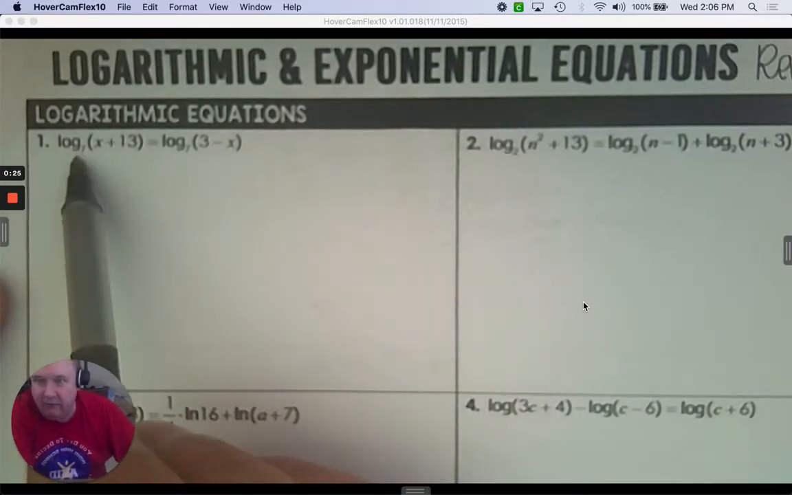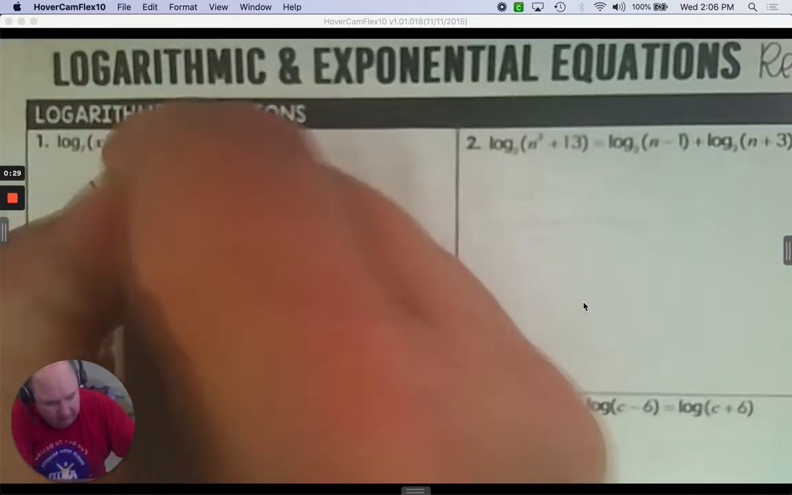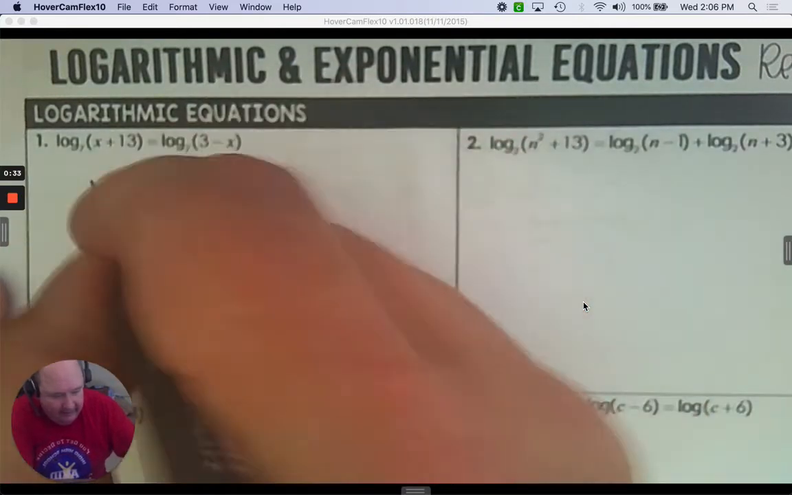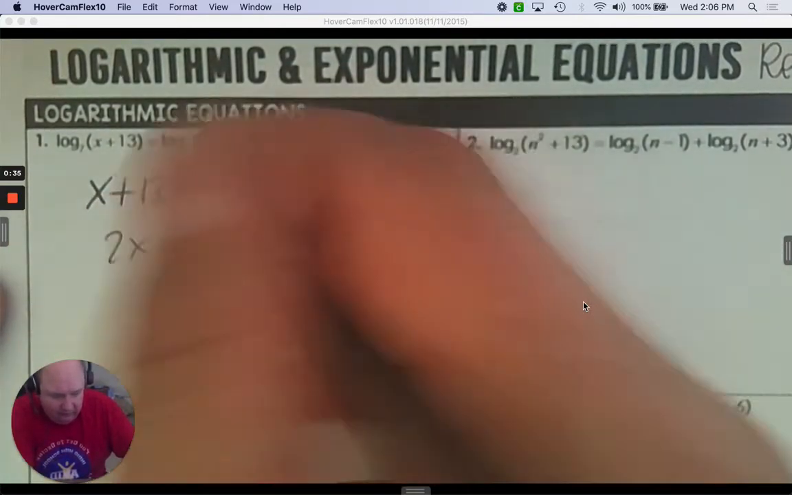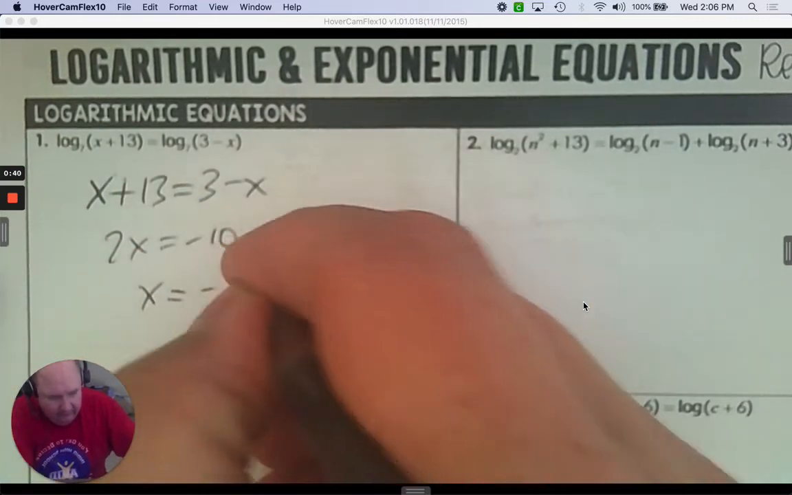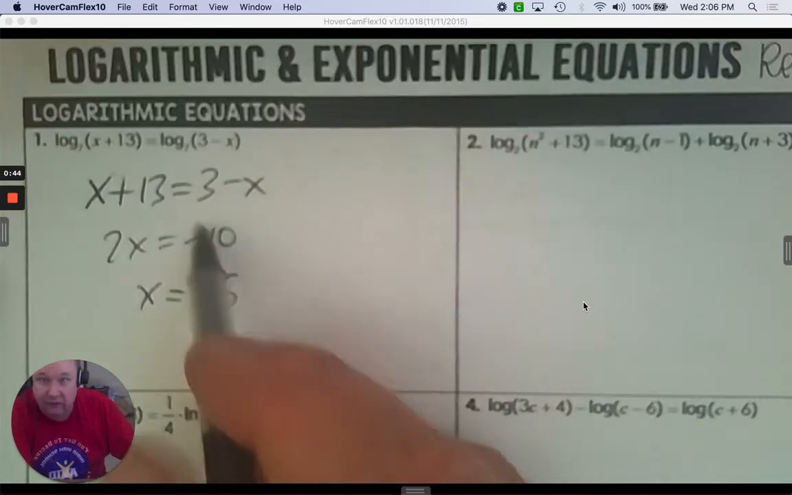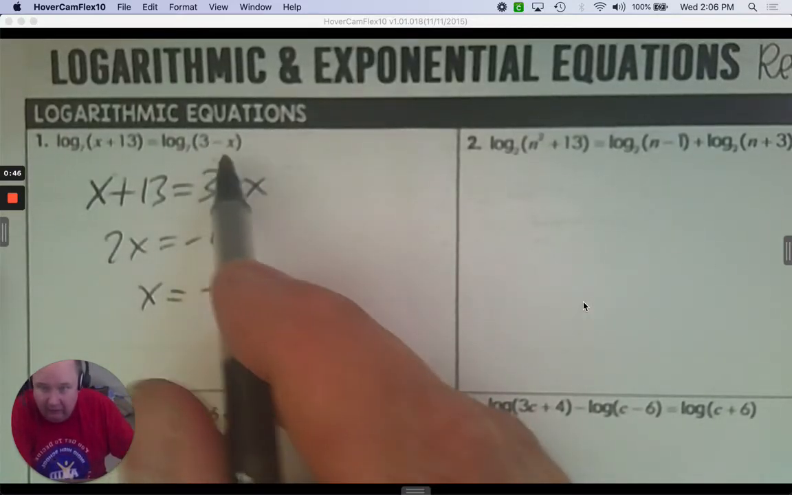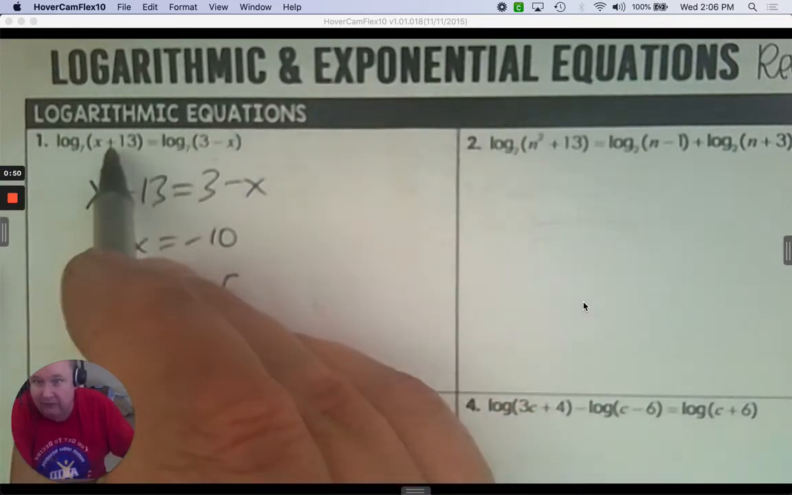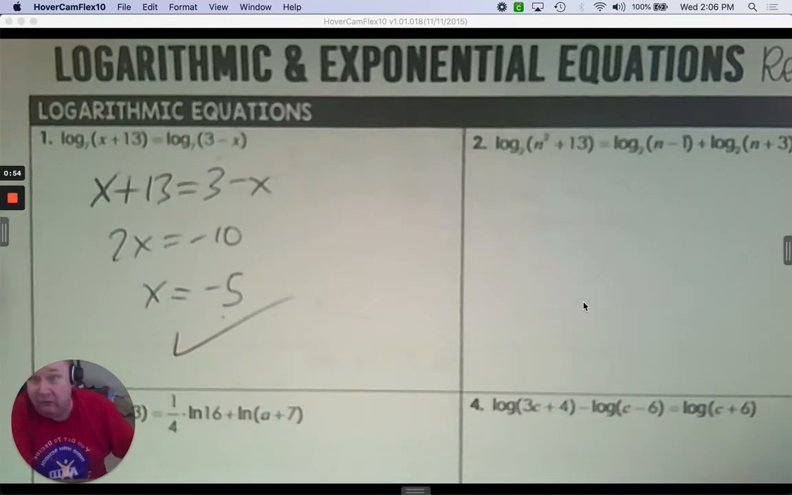All right, we have a logarithm equaling another logarithm. They both have the same base. We just take what's inside and make it equal to each other. Add x, subtract 13, and divide. Now, the answer here is -5, which is concerning because you can't have a negative number inside a logarithm. But a negative times a negative actually makes this a positive number, and -5 plus 13 is a positive number, so that's a good solution.